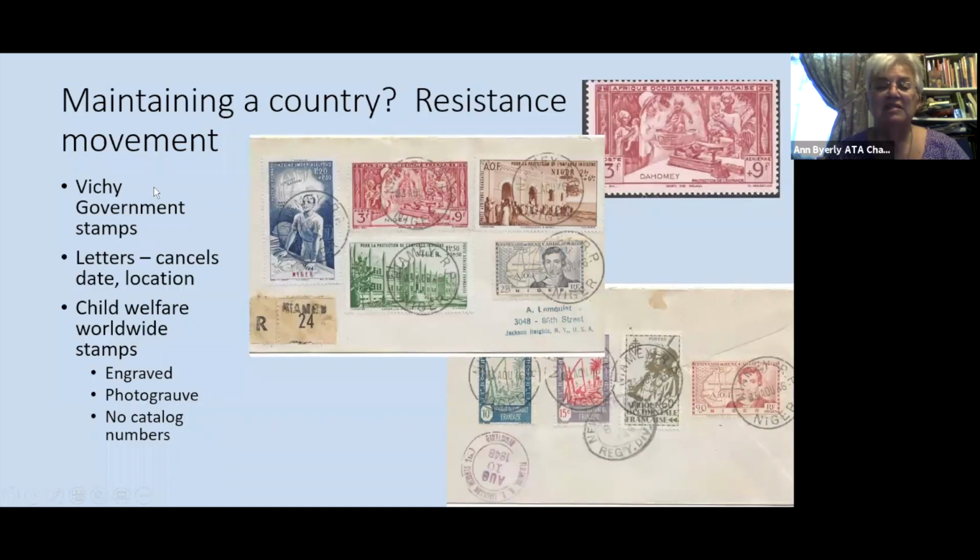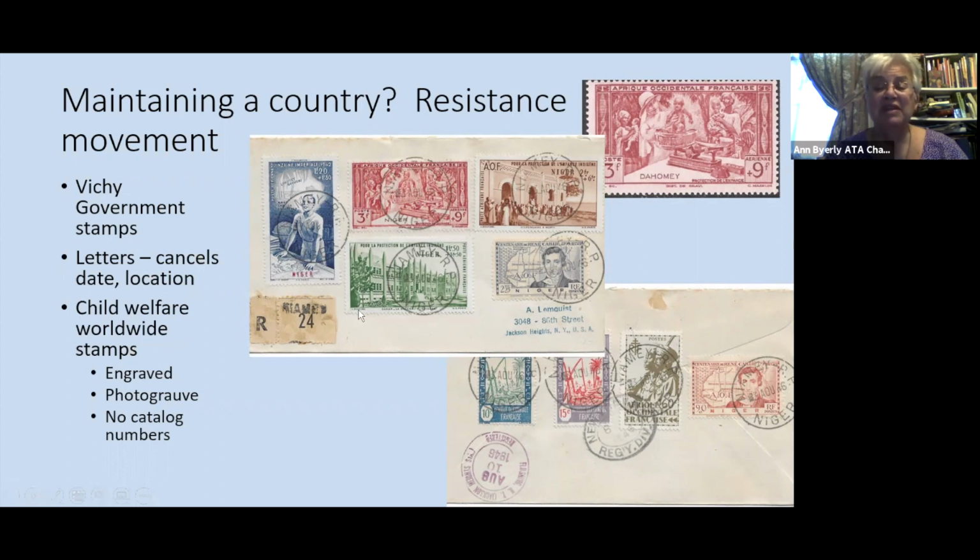Now, in this case, these are the Vichy government stamps. This is the resistance movement. As the Germans moved into France and started pushing the French government further south, the Vichy government was the remains of the French government. They issued these stamps, again, not all the same for every country. And they're the child welfare world stamps. And they never actually left France.